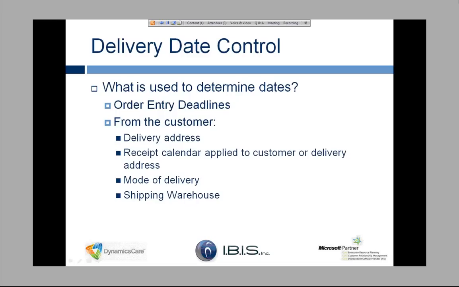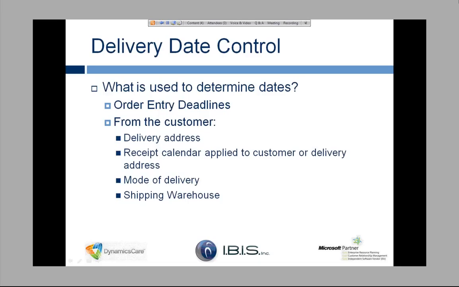So what is used to determine the dates that it uses for delivery dates? If you've noticed in AX 2009, we've got both the requested ship date and requested receipt date. We also have the confirmed ship date and confirmed receipt date. So it's a little different than previous versions, as it's actually calculating that based on a lot of different information. First of which is order entry deadline.